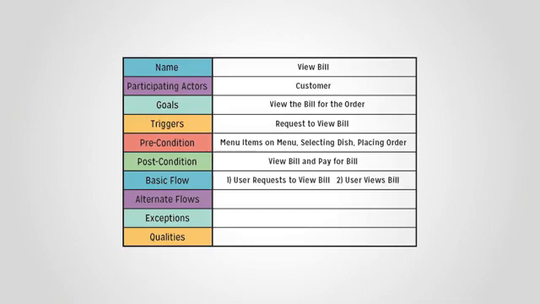The basic flow for this use case would be: number 1, user requests to view bill from app. Number 2, user views bill. An alternate flow to this action would be: the user gets the wait staff to print and bring them the bill. This is not the sunny day situation, as it would require more work, but it does complete the same task.